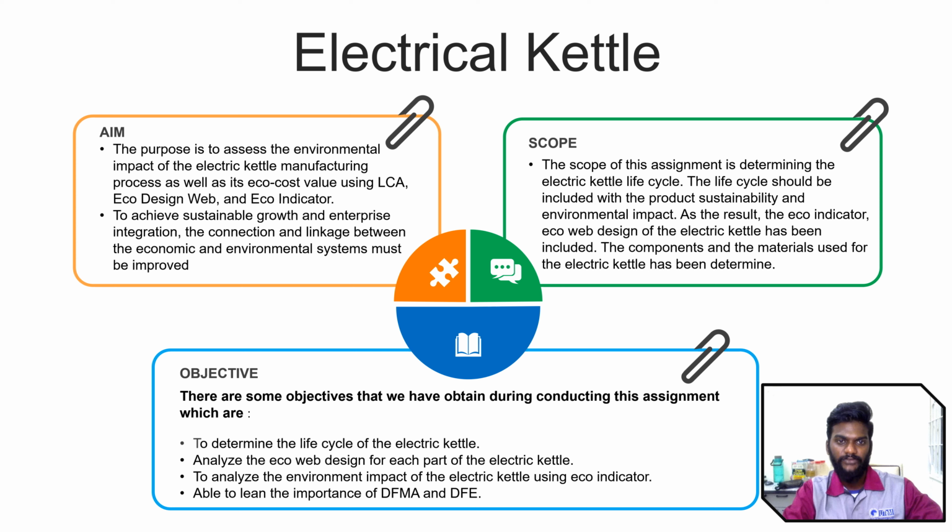For the objectives, there are 4 objectives that we focus on: to determine the life cycle of the electrical kettle, to analyze the eco-web design of each part of the electrical kettle, to analyze the environmental impact of the electrical kettle using eco indicator, and lastly, to link the importance of DFMA and DFE. These are the objectives we have stated here, and that's all from me. Thank you.